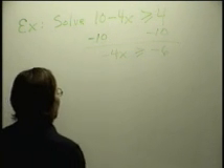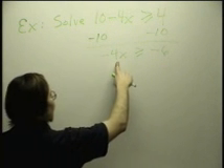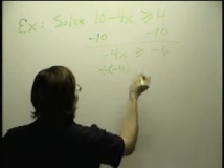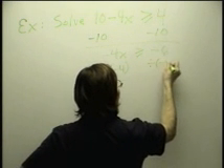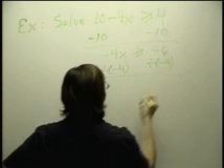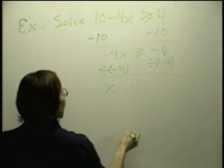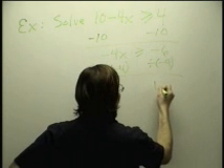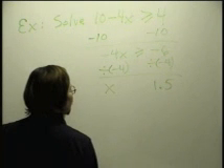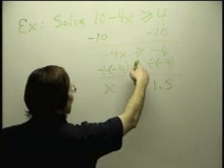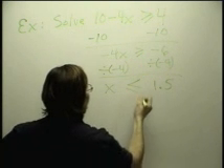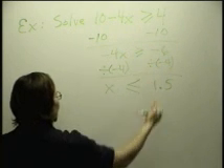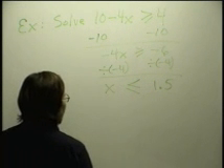Here's where the difference comes in. I still want to get x by itself, so I'm still going to divide by a negative 4 just like I would if it were an equation. However, when I do that, I'll get x on the left and a positive 1.5 on the right, but the inequality symbol is going to reverse because I'm dividing now by a negative number. So it's going to change from greater than or equal to into less than or equal to.